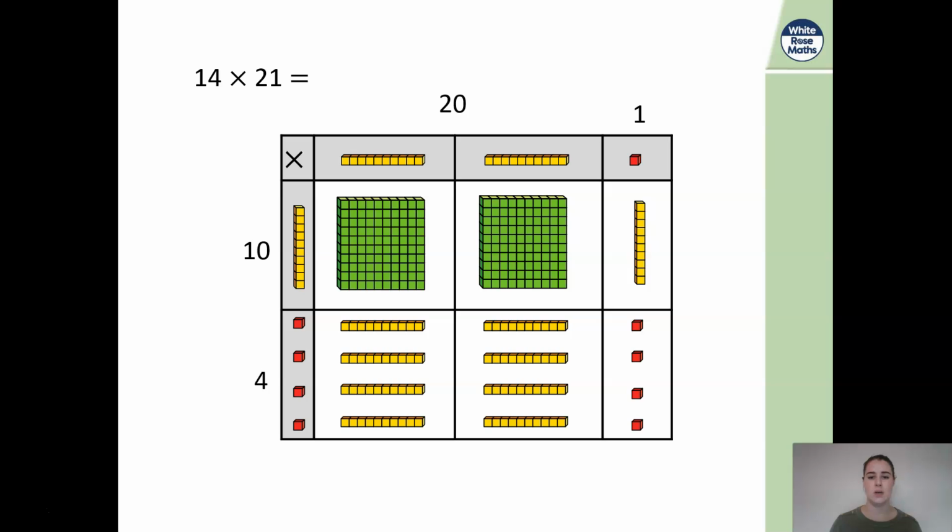Now looking at this, I know I don't need to do any exchanging because I don't have too many 1s or too many 10s. So all we need to do is consider how many numbers we have. So we have 2 hundreds, we have 9 10s, and we have 4 1s. So my answer is 294.